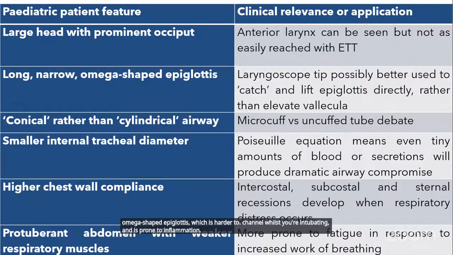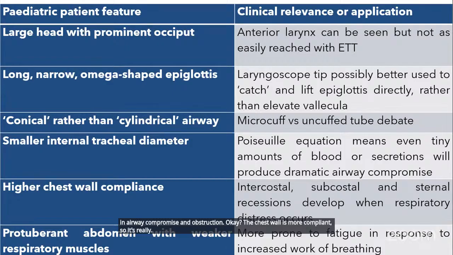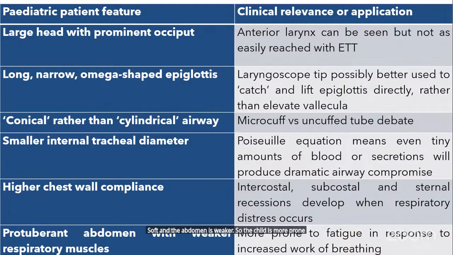The conical rather than cylindrical airway, which means that a microcuff or an uncuffed tube have to be used, depending on the size, of course. The smaller internal tracheal diameter, which means that even a small secretion, small amount of blood, small foreign body can cause a dramatic increase in airway compromise and obstruction. Okay? The chest wall is more compliant, so it's really soft, and the abdomen is weaker, so the child is more prone to fatigue, as we've covered in the previous lecture.